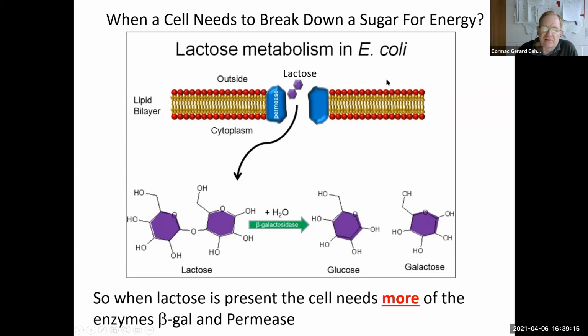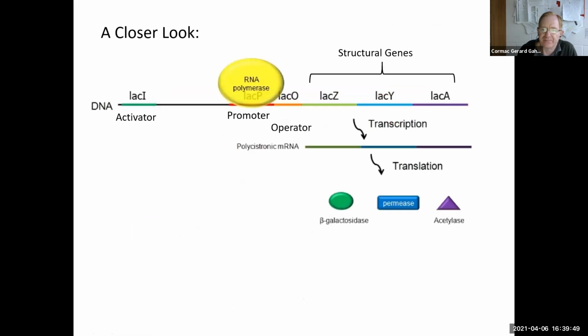And not only can E. coli produce this permease to bring lactose into the cell, but it also breaks apart these sugar molecules to make the glucose and galactose available. And this is a beta-galactosidase enzyme. So in other words, when lactose is present, the cell needs to make more of these enzymes. It needs these enzymes and these permeases. So when lactose is present, it needs these systems in order to use the lactose.